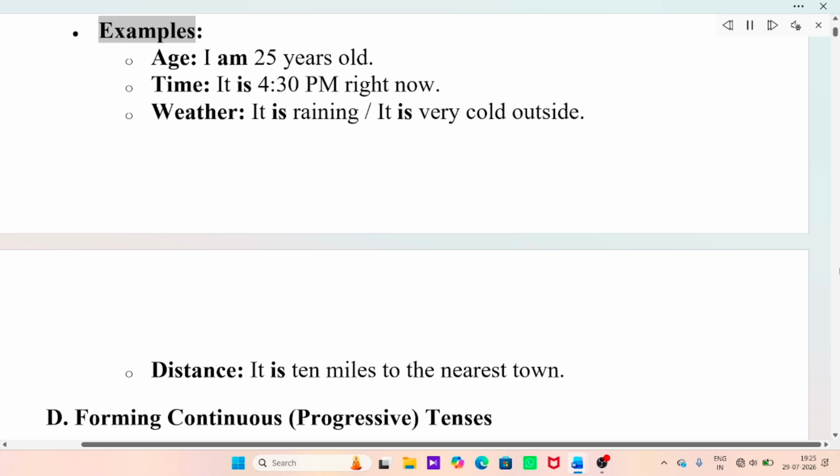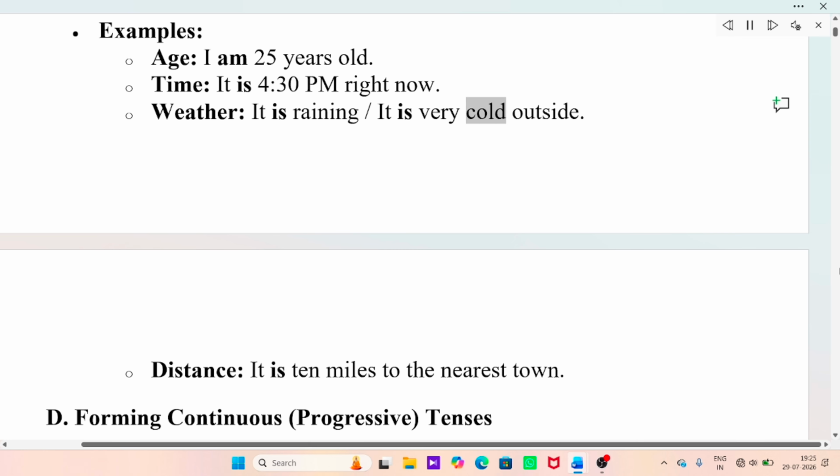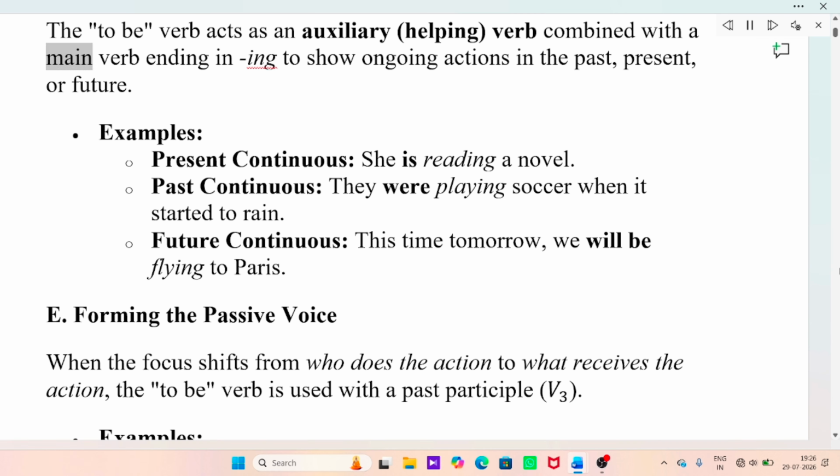Examples. Age: I am 25 years old. Time: it is 4:30 p.m. right now. Weather: it is raining, it is very cold outside. Distance: it is 10 miles to the nearest town. D. Forming continuous, progressive, tenses. The to be verb acts as an auxiliary, helping, verb combined with a main verb ending in -ing to show ongoing actions in the past, present, or future.